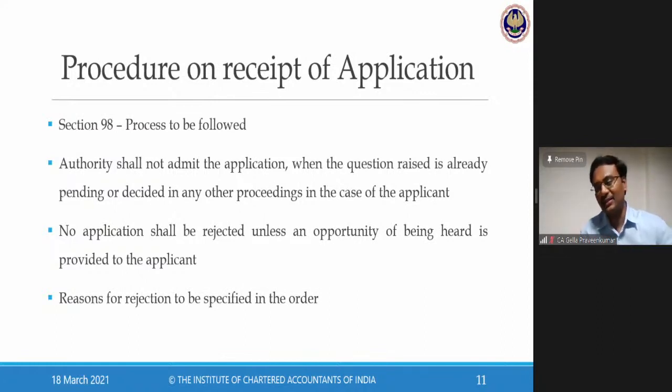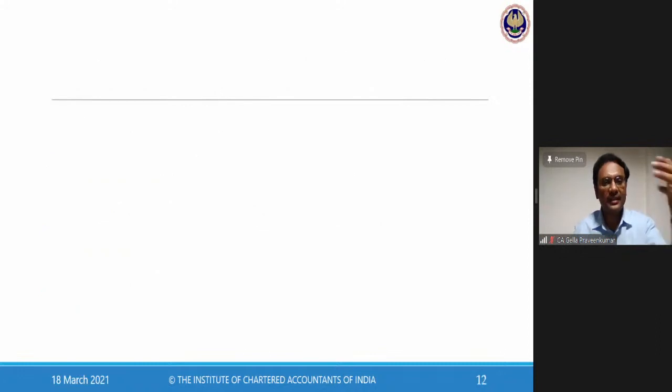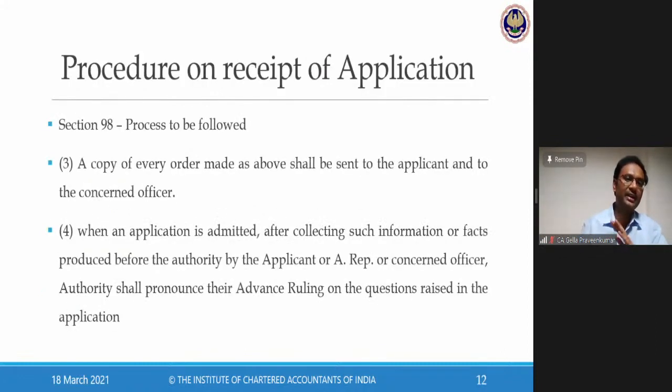Now, principles of natural justice. Always, many of the tax laws keep this in mind while drafting provisions. Unless an opportunity of being heard is given, they wouldn't reject the application, right? Similarly, when the officer wants to reject the application, they'll say, I'll give an opportunity of being heard, then only I'll reject the application. And the reasons for that rejection shall also be recorded.